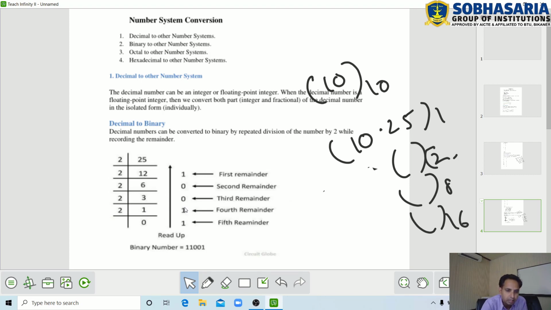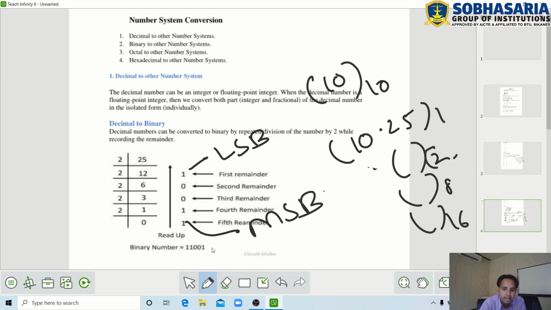And in the remainders, the first remainder is known as LSB, least significant bit, whereas the last is known as MSB, and the answer is written from MSB to LSB. So here MSB is first, then 1 0 0, then 1. So the answer will be 1 1 0 0 1, or we can say the answer will be from bottom to top.